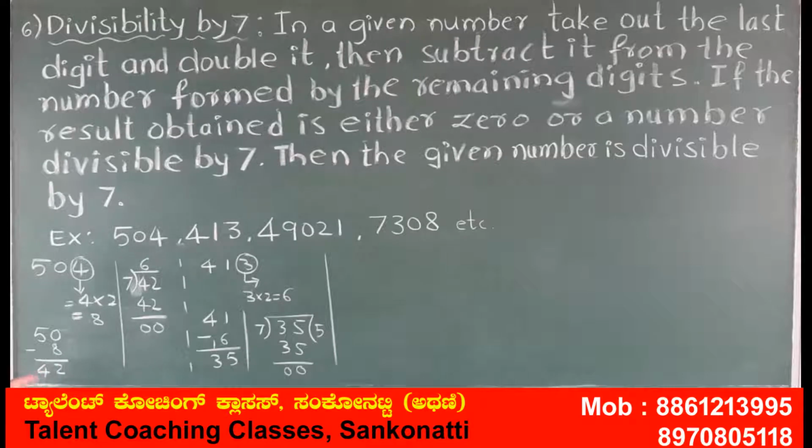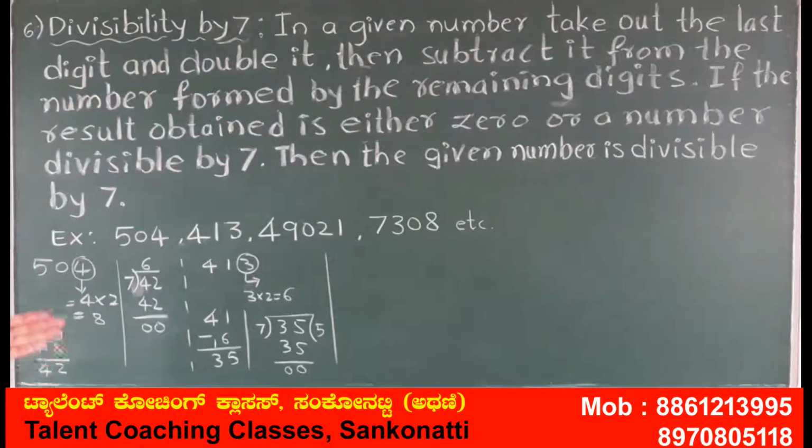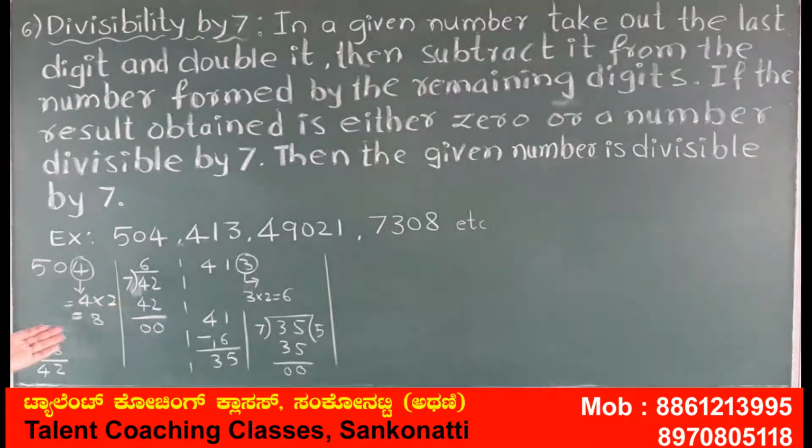See here, 42 we have got after subtracting this one. 42 is divisible by 7. 7 sixes are 42. So, according to this rule, 504 is completely divisible by 7. Without doing any division, by doing only this process, we can understand that the given number is divisible by 7.